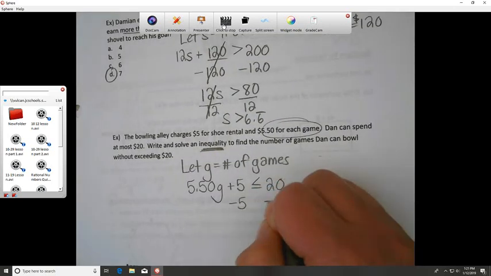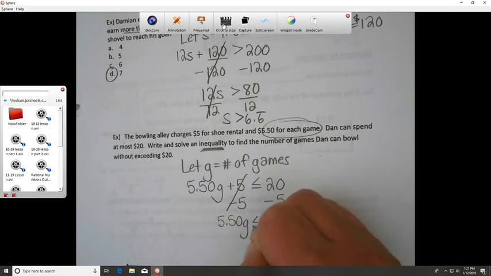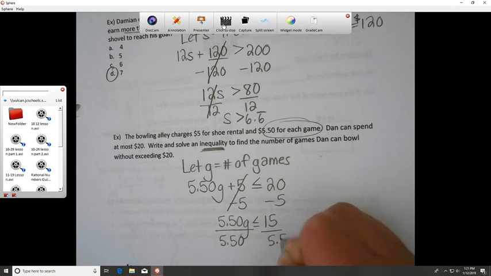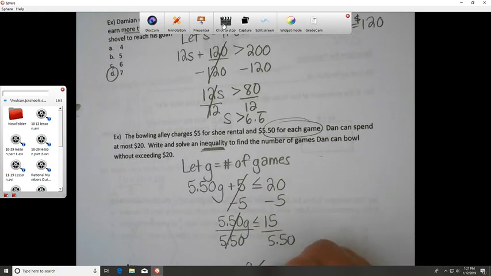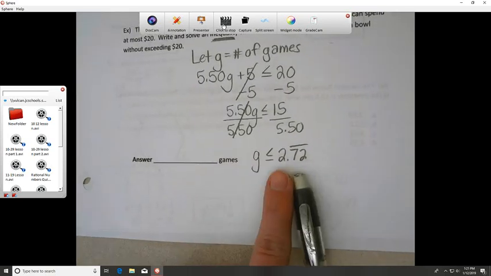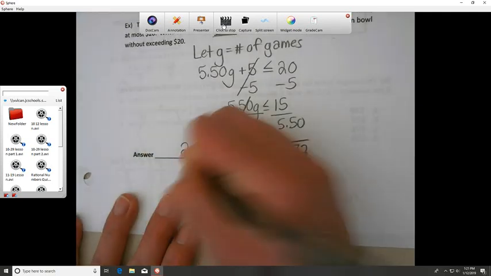Okay, then we're subtracting the 5 from both sides, so we get 5.50G is less than or equal to 15, and then we're going to divide both sides by 5.50. So those are going to cancel. We get G less than or equal to 2.72 repeating. And then hopefully from there you said, all right, well, I'm not going to bowl 2.72 repeating games. I'm going to bowl some whole number of games that I'm paying for. So if the number of games has to be less than this or equal, then the biggest whole number that's less than this would be 2 games.